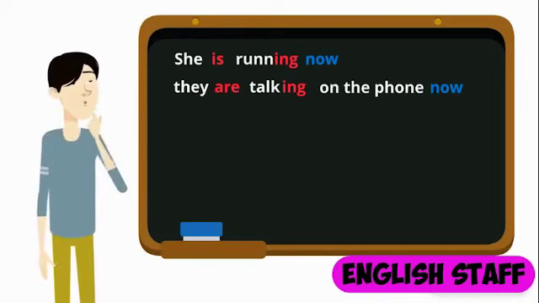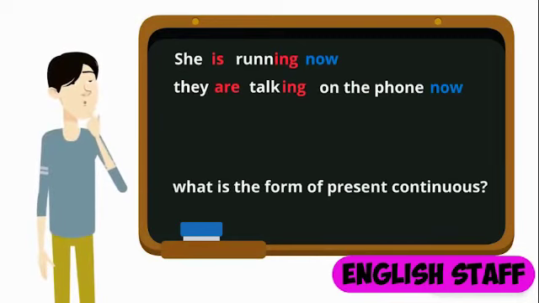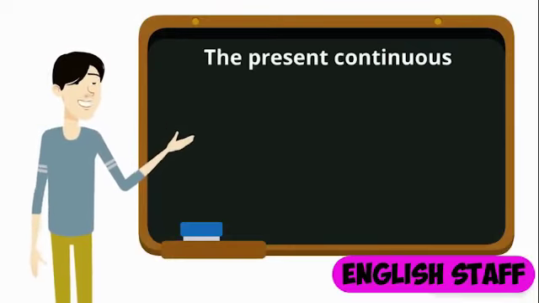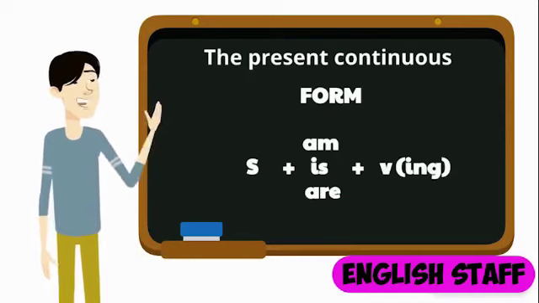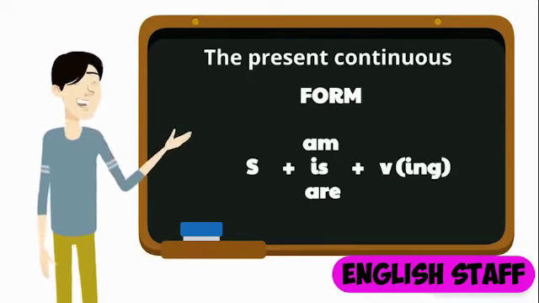So, what is the form of present continuous? The form of present continuous will be subject plus am, is, are plus the verb with ing.